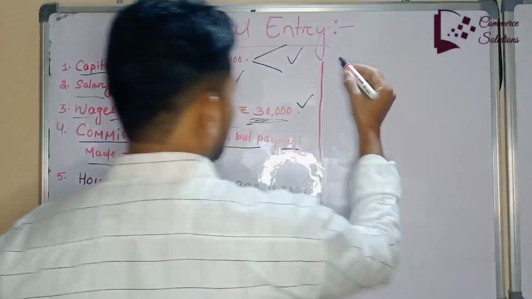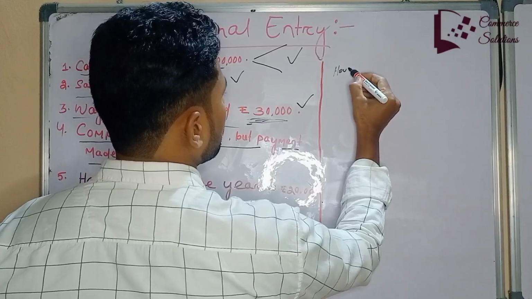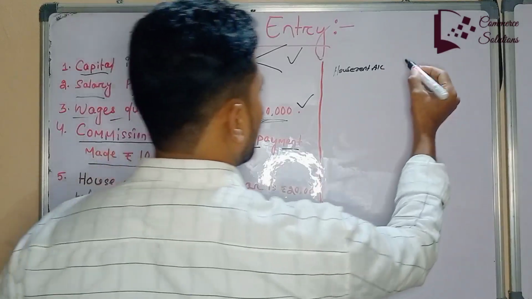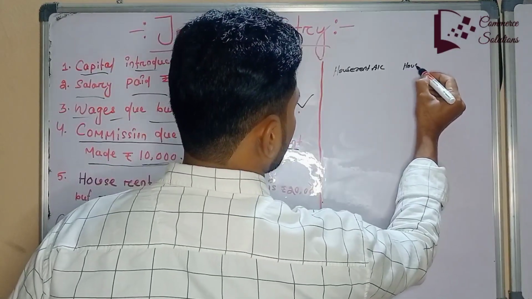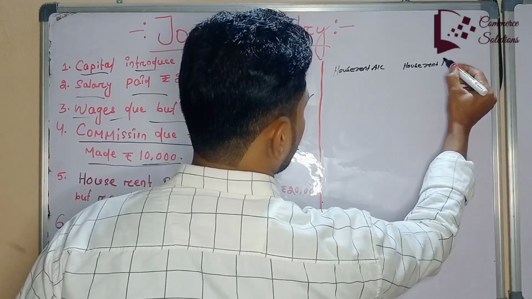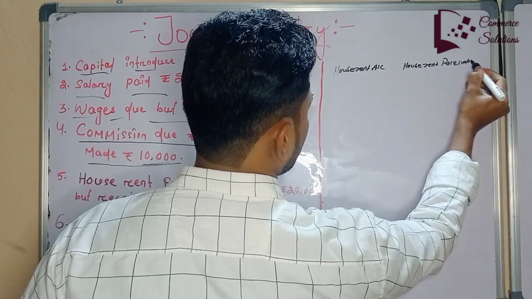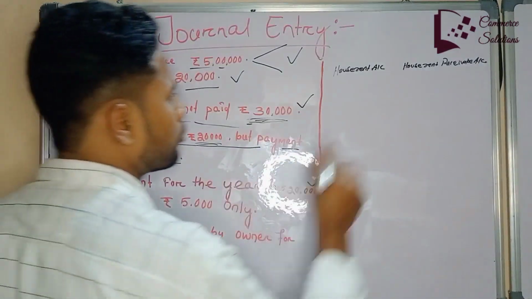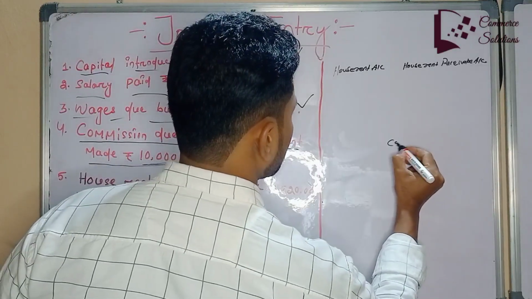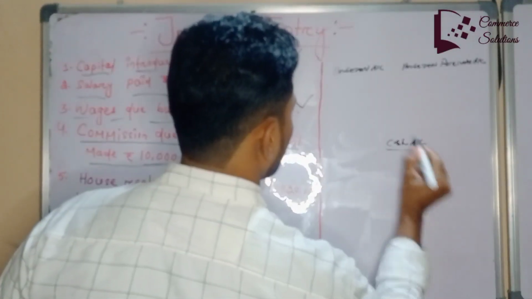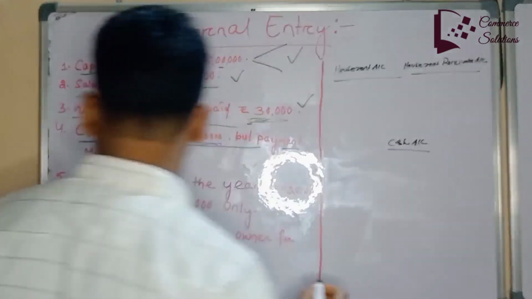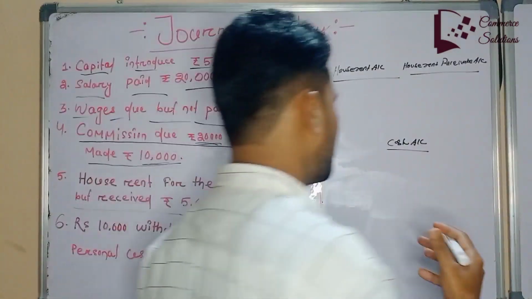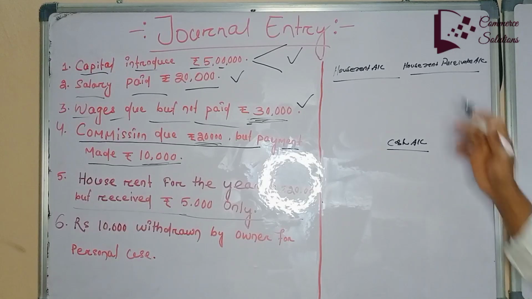One is house rent account, another is house rent receivable account, and third is cash account. Three accounts are contained in one transaction. This is a pretty large transaction.